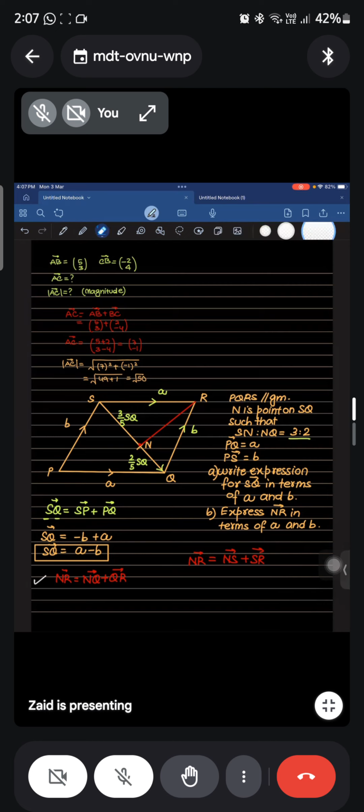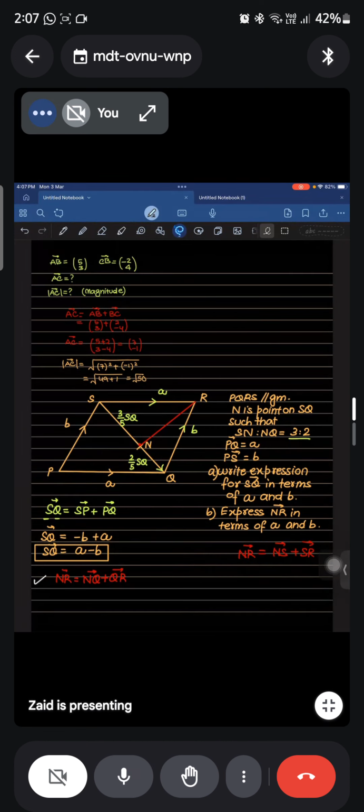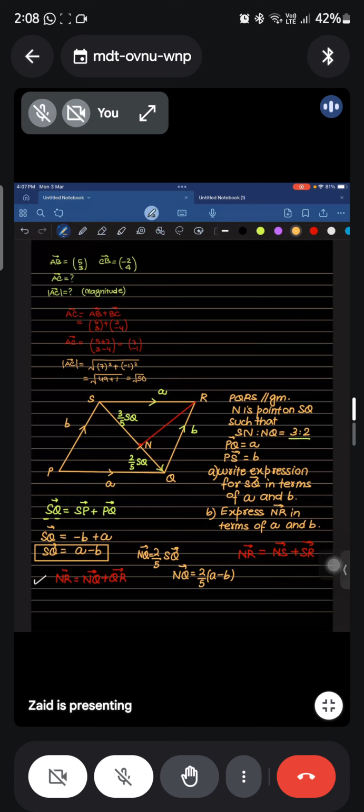So NQ is 2 upon 5 of SQ, which is basically NQ equals 2 upon 5 times (A minus B). Is that clear? So just plug in the value. And QR, all the way up, we are going in that direction, so it's B. Now open up the brackets: 2 upon 5A minus 2 upon 5B plus B.